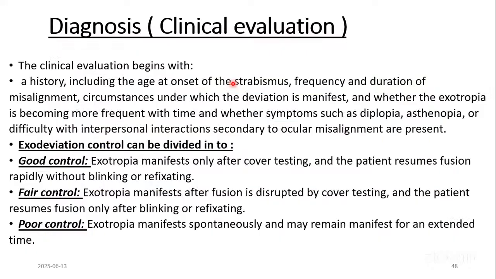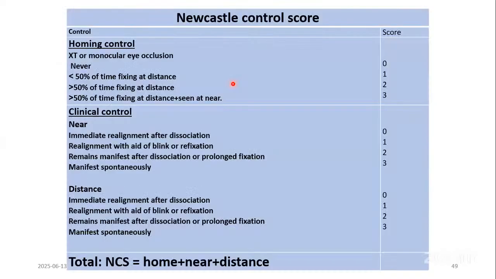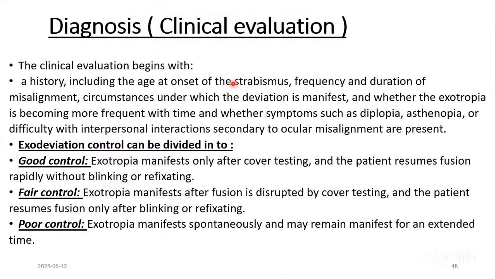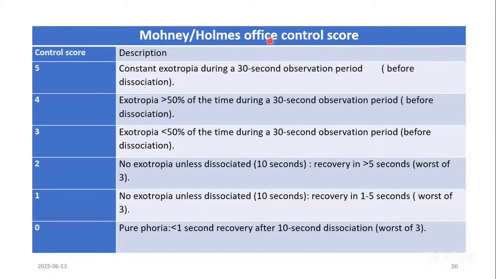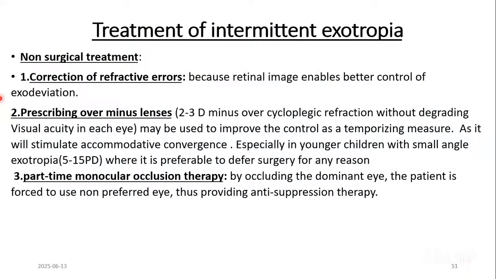So in clinical evaluation, we have many ways to document the control of those patients. There is something called the Newcastle control score and the Holmes office control score. Those scores will help us know whether the patient has good control, fair control, moderate control or poor control. And accordingly, we will decide whether to do surgery for the patient or not. Okay?